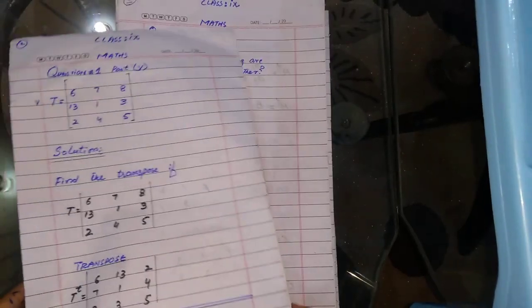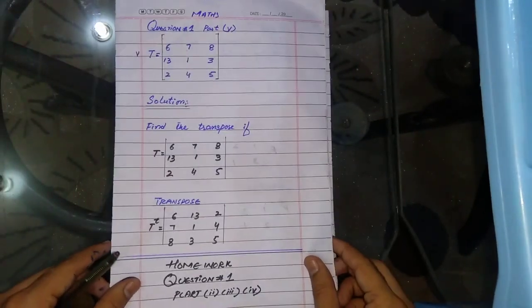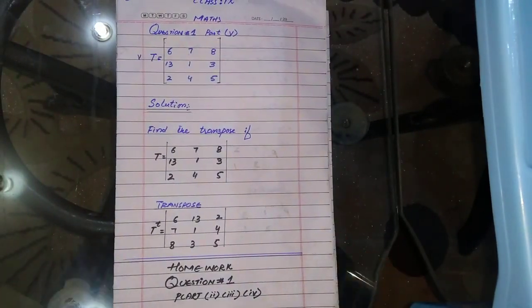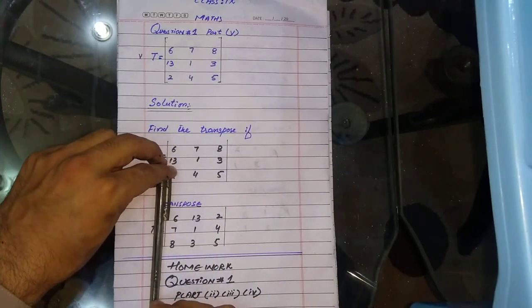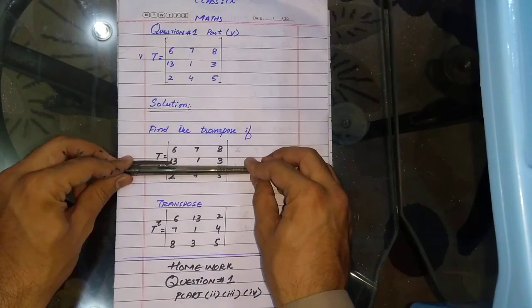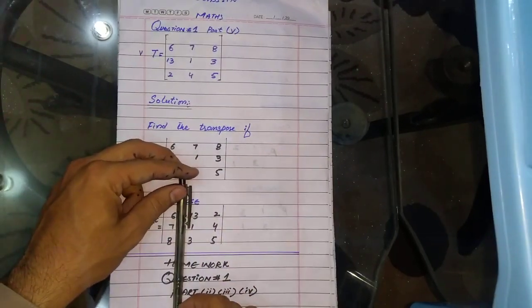Now over to another question. That is part 5. Look here. A 3 cross 3, 3 by 3 matrix is given to you. So look here student. Again the procedure is the same. First row is interchanged with first column. Second row is interchanged with second column.